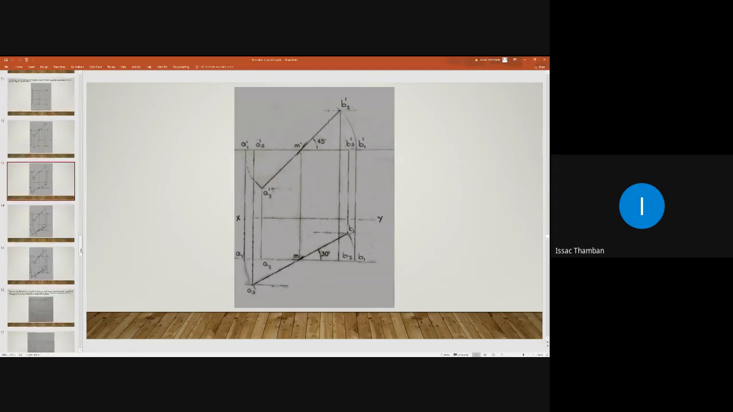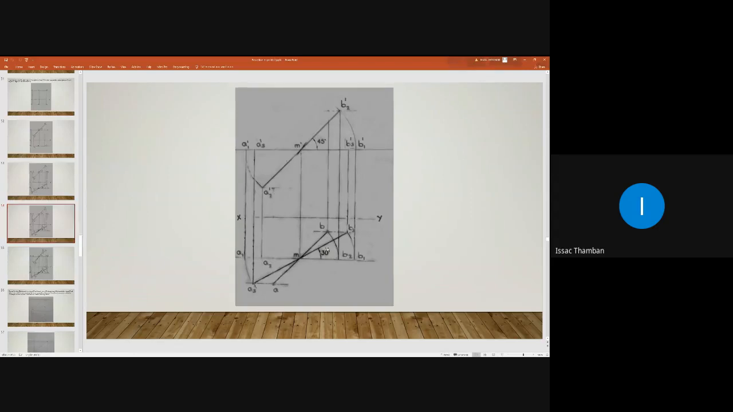Have you completed this? Yes, sir. Kajal? Yes, sir. Have you completed the locus lines? Yes, sir. Okay. So let us proceed.